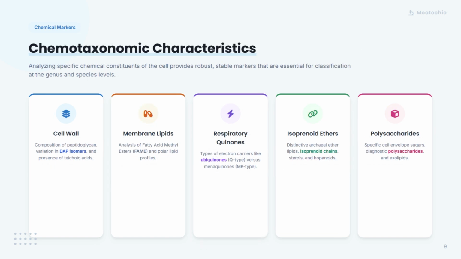Chemical markers: chemotaxonomic characteristics. Analyzing specific chemical constituents of the cell provides robust, stable markers that are essential for classification at the genus and species levels. While genes provide the instructions, these chemicals are the actual building blocks, offering a very stable and informative profile. Cell wall: composition of peptidoglycan, variation in DAP isomers, and presence of teichoic acids. The precise structure and chemistry of the cell wall is a major divider, most famously between gram-positive and gram-negative bacteria.